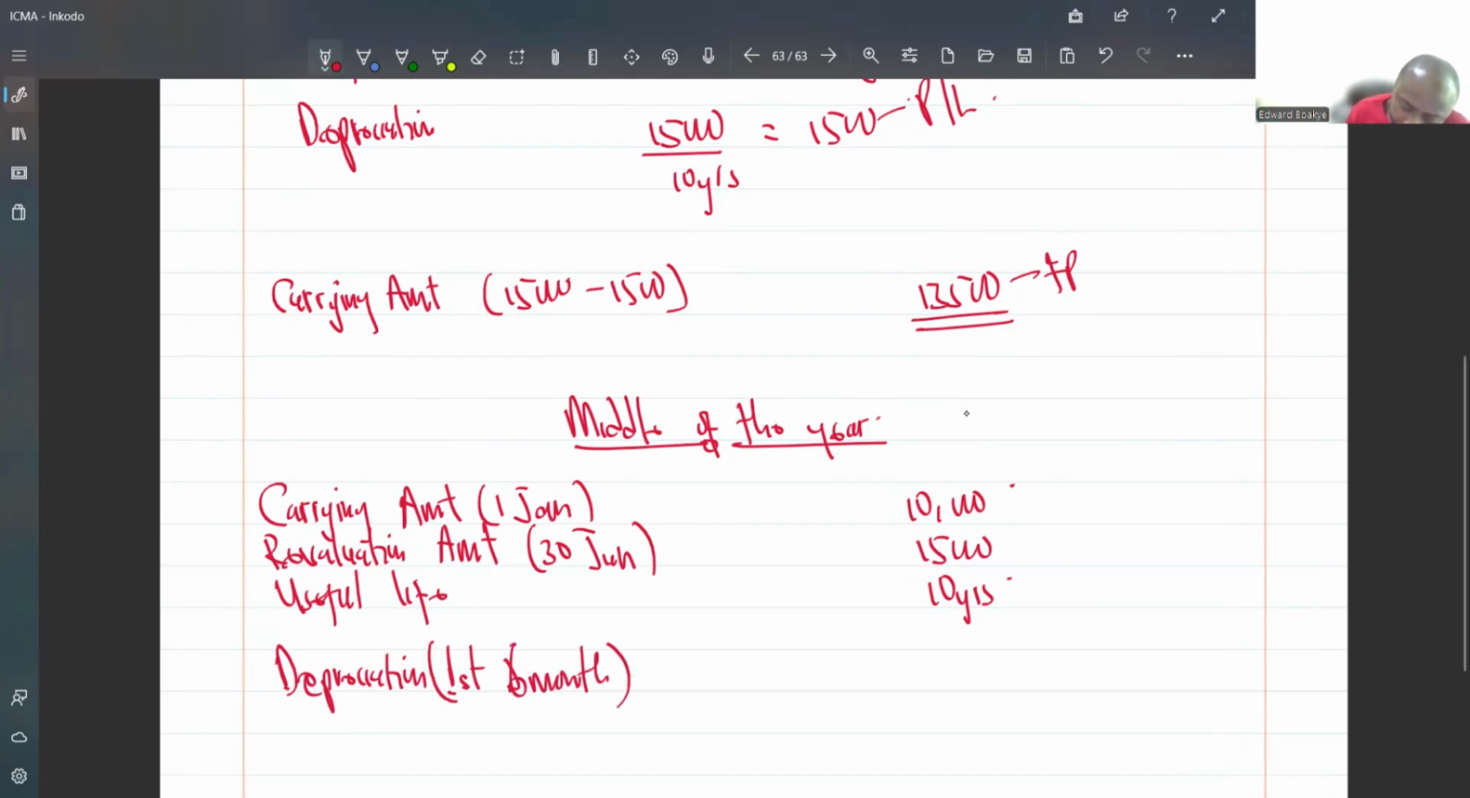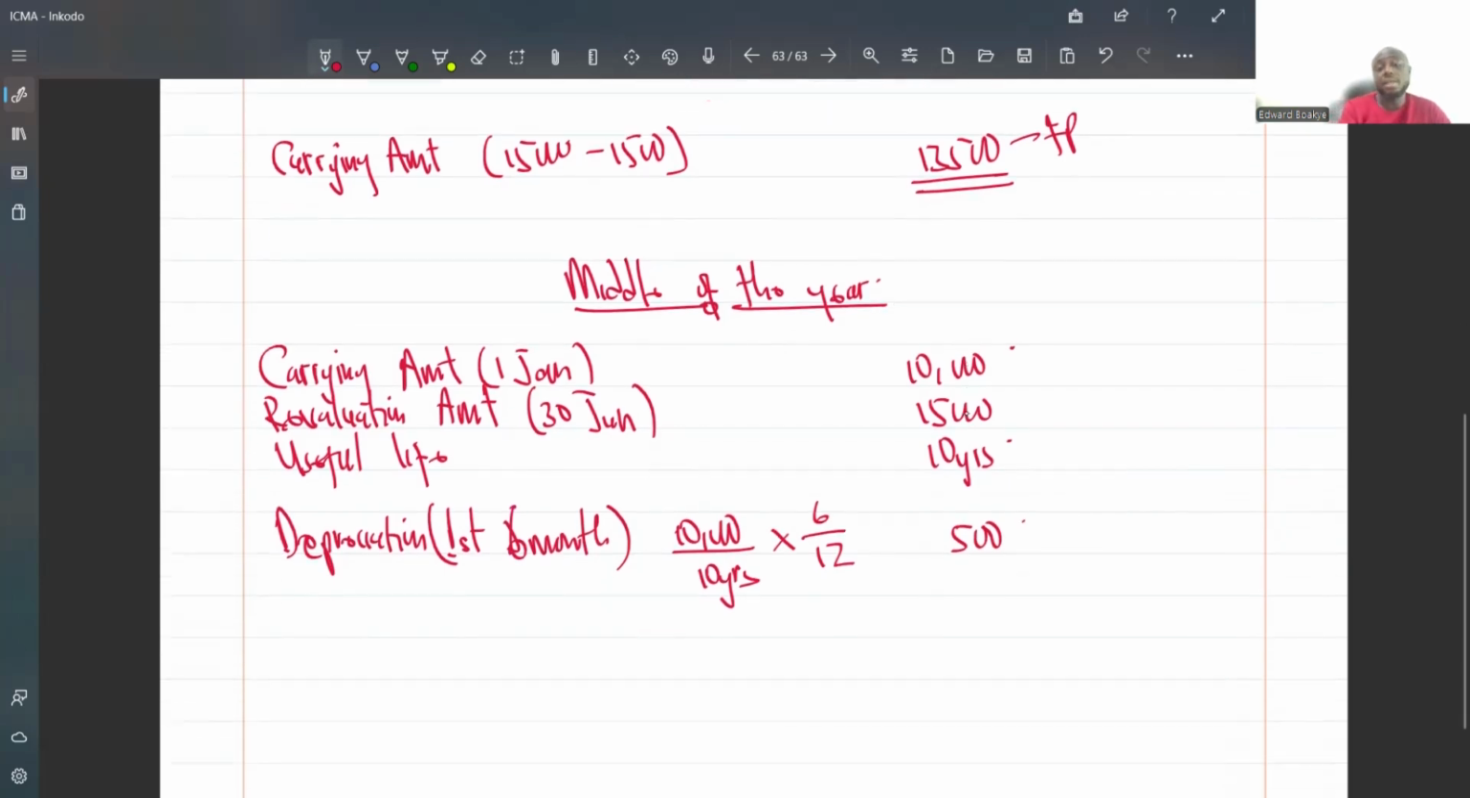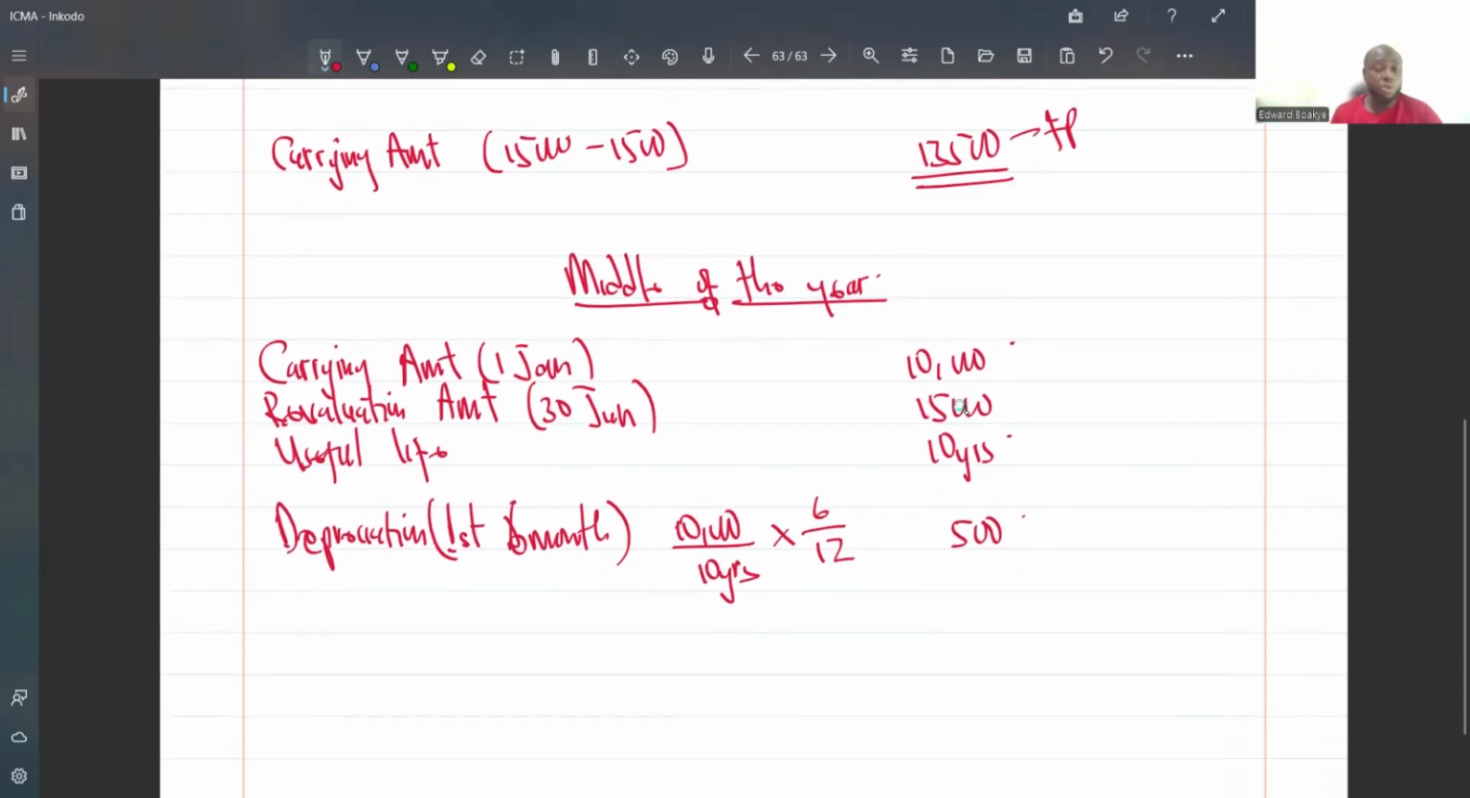Depreciation for the first 6 months will be on the 10,000. So we are going to get 10,000 divided by 10 years times 6 over 12. So 10,000 divided by 10 years times 6 divided by 12. That gives us 500. And the year is not just 6 months, it's 12 months.